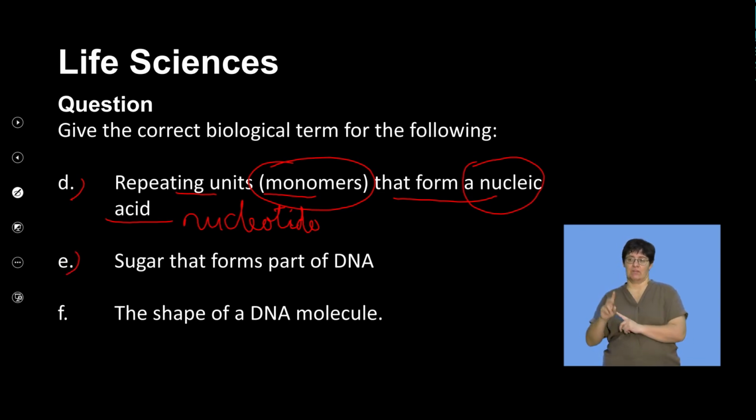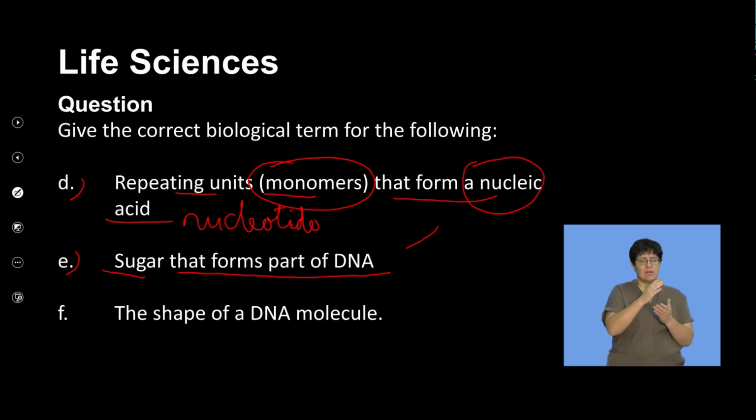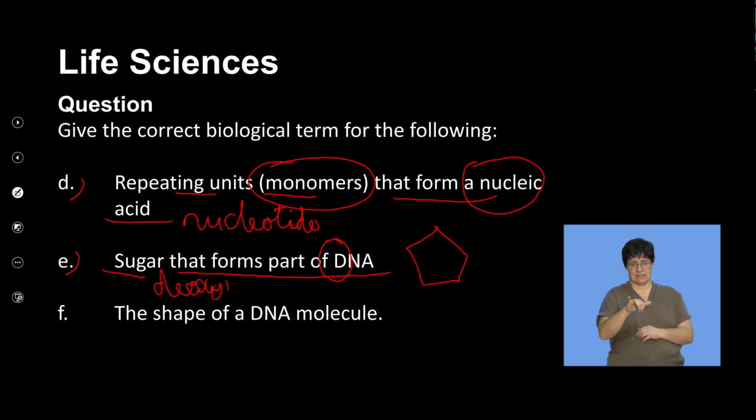Let's look at E. Sugar that forms part of DNA. And in our image earlier on, I referred to that pentose sugar, and that pentose sugar that forms DNA is called a deoxyribose sugar. So it's a deoxyribose sugar.